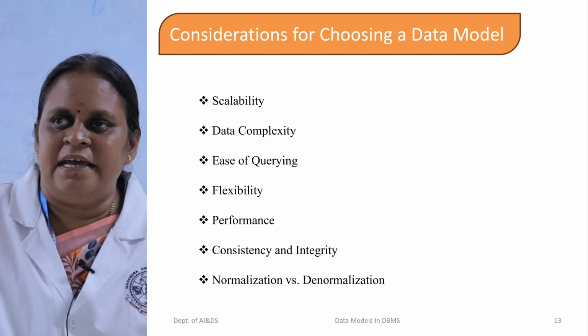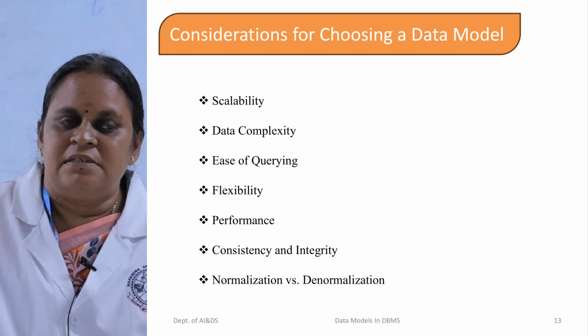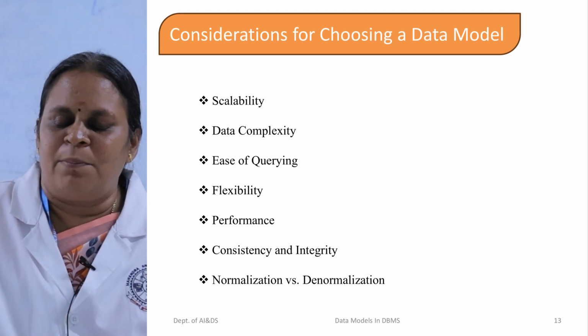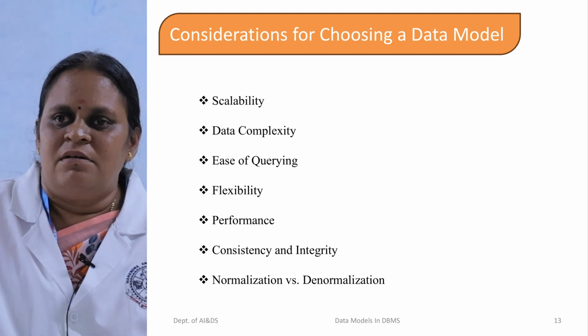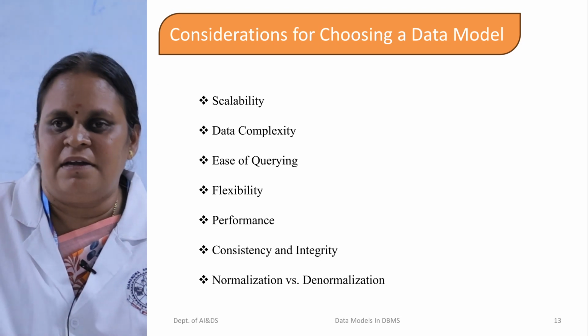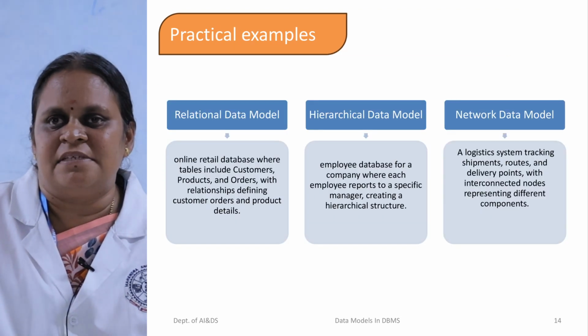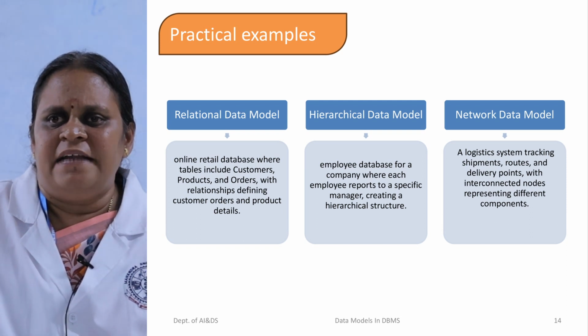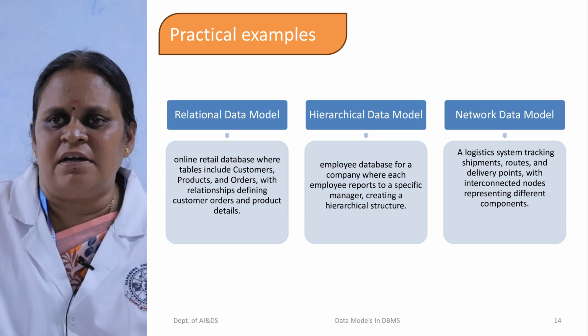Considerations for choosing a data model: scalability and data complexity, ease of querying, flexibility, performance, and normalization versus denormalization. A practical example for the relational data model is an online retail database, where tables include customers, products and orders, with relationships defining the customer, orders and product details.